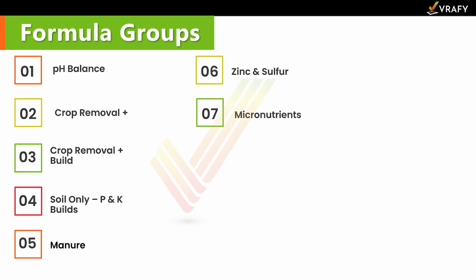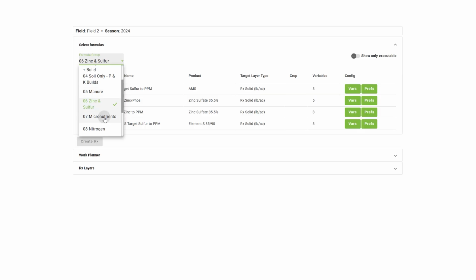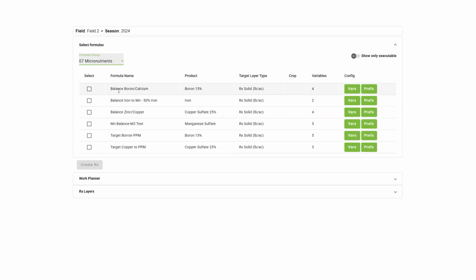Then we get to 07 micronutrients. A couple of things I want to hit on here is there are a lot of things with balancing nutrients in here, whether that be a boron to calcium ratio or a zinc to copper ratio. You can also take anything and just target to a parts per million.